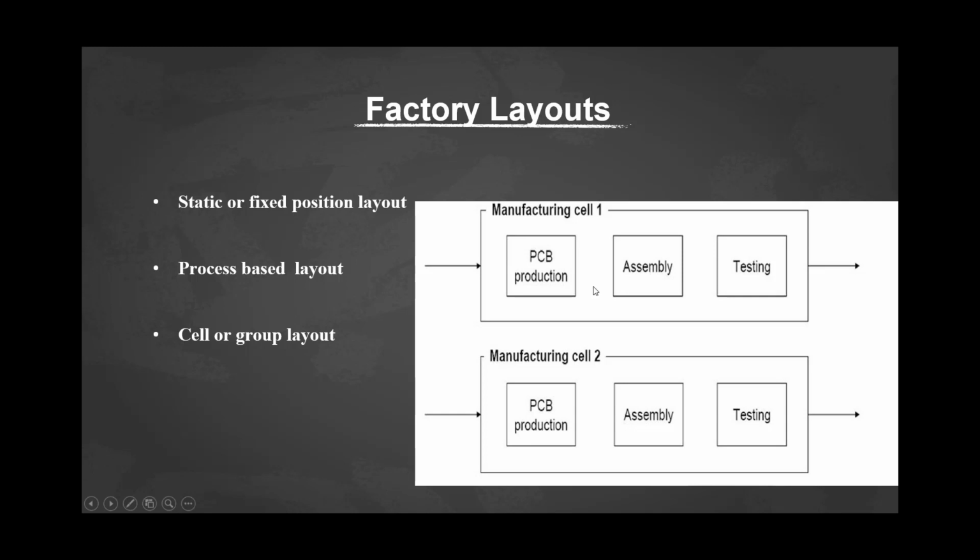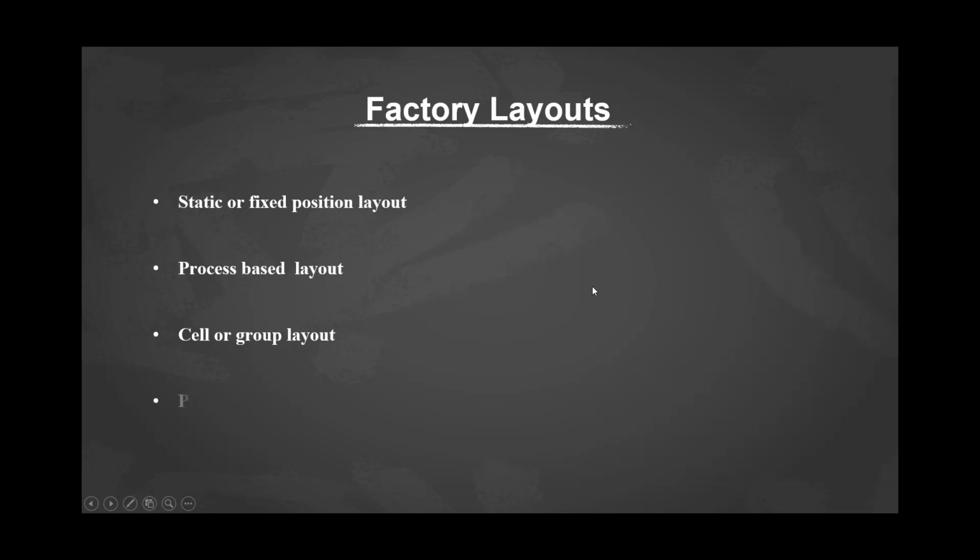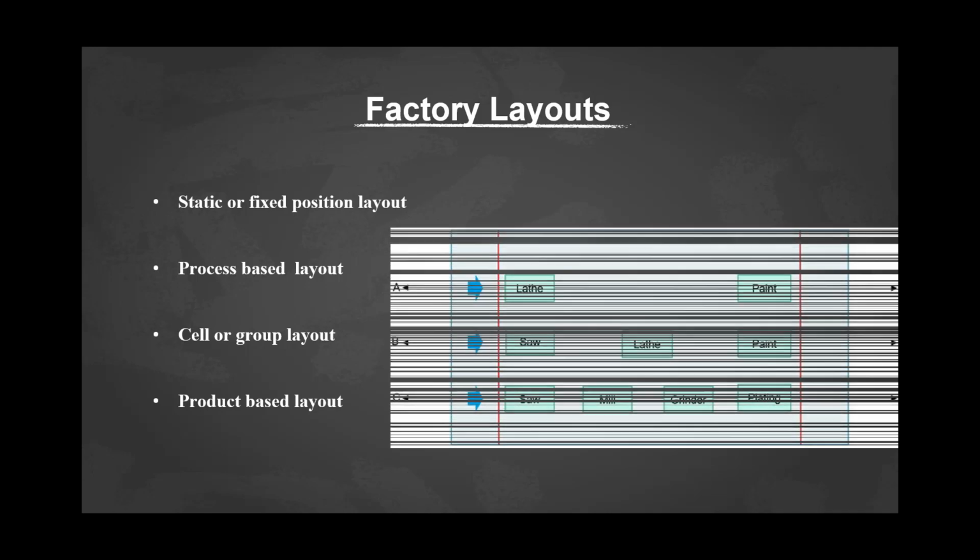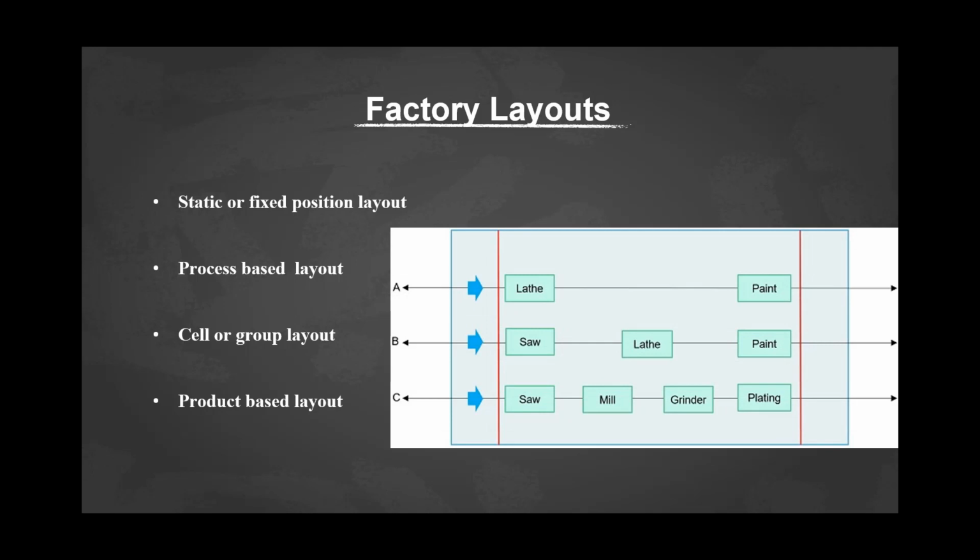Next we have product-based layout. The layout conforms to the sequence of operations required to produce a product. Here the focus is around the product, not on the process. An example is automobile assembly, where almost all variants of the same model require the same sequence of operations or process. Fine.